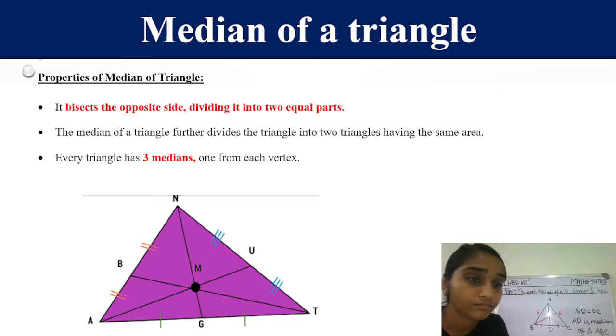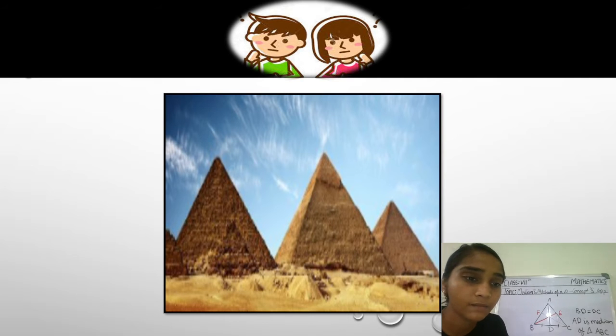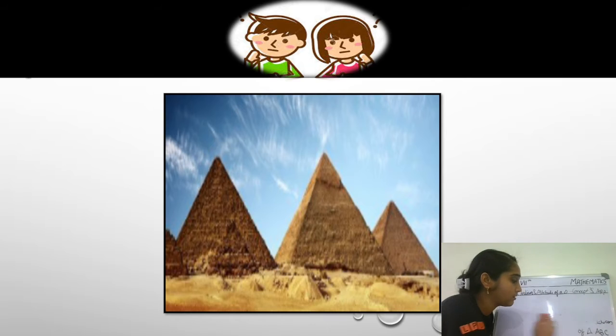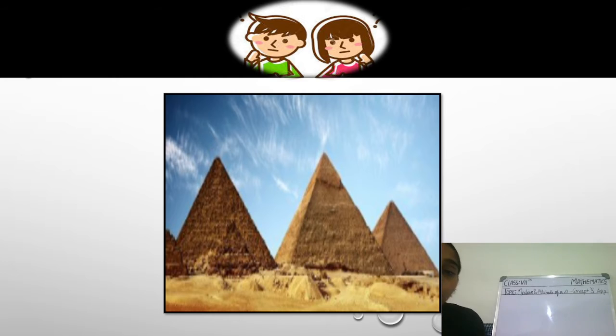Yes, very good. So now students, if I ask you, first of all, what do you see? Yes, you see there is a pyramid, right? If I ask you to draw the median for this pyramid, will you be able to draw? Yes, absolutely you can, because a median is joining a vertex to the opposite side exactly at the midpoint.